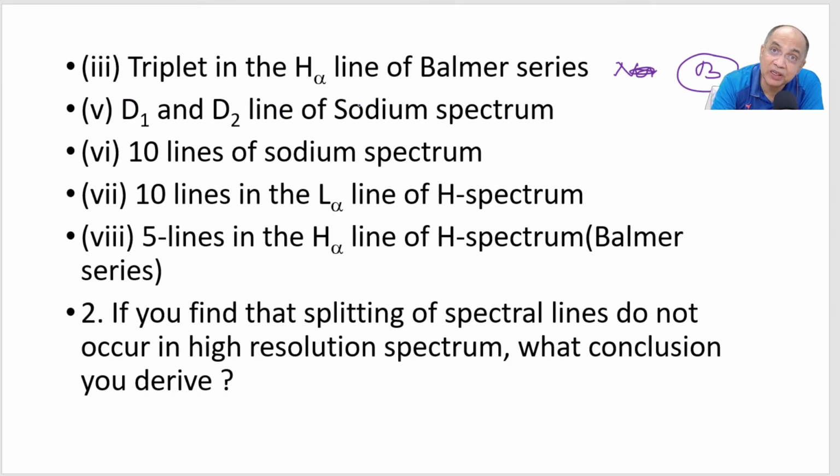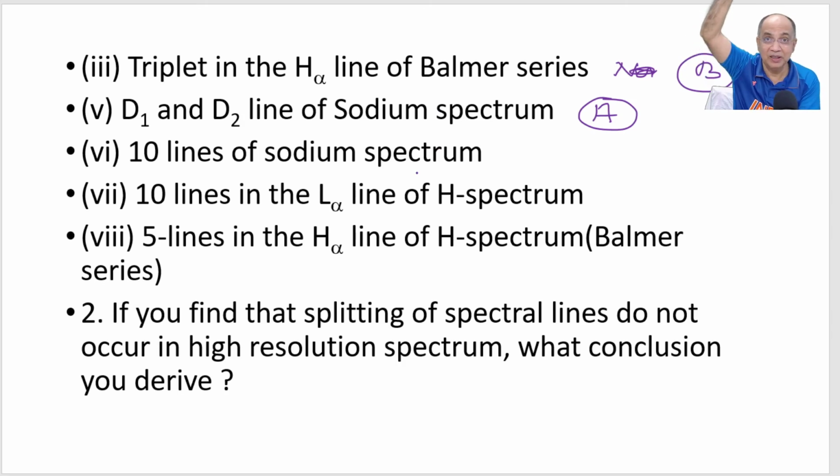Only 2 lines means it is high resolution and no magnetic field. It's not anomalous Zeeman, nothing Zeeman. It's simply high resolution spectrometry. A. 10 lines in sodium spectrum. Same sodium, 2 lines converted to 10 lines.